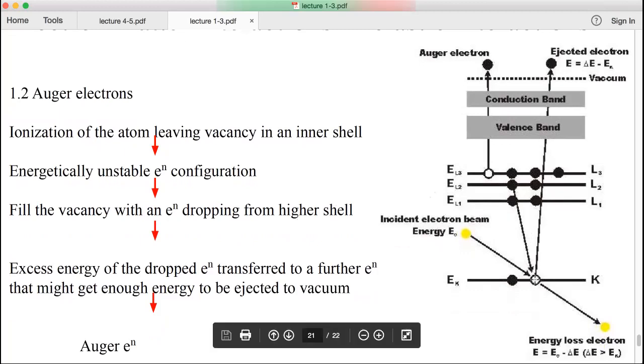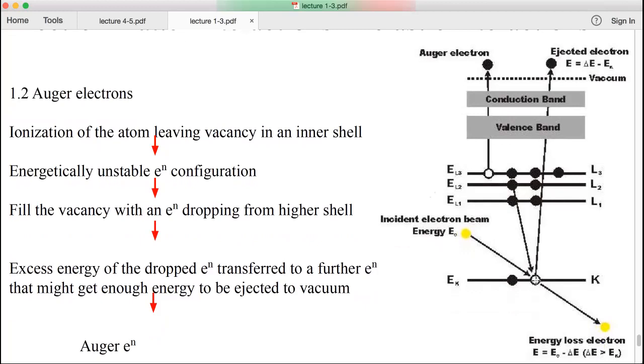Then what happens? The innermost electrons have a higher binding energy. Why? Because they are more closely situated to the nucleus. They are strongly bound, strongly attracted to the nucleus, so they are harder to remove. But outer shell electrons are far away from the nucleus, so they are still attracted, but less compared to the inner shell electrons. So the outer shell electrons can easily be ejected from the sample.